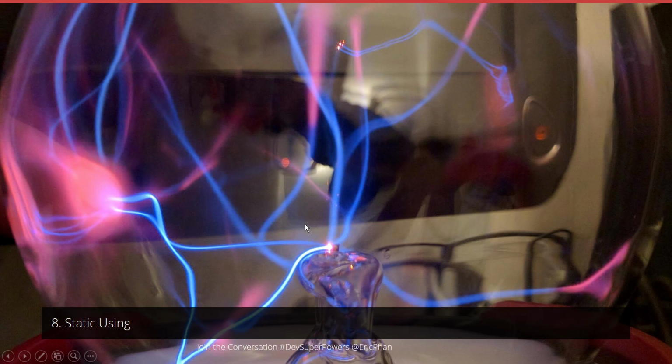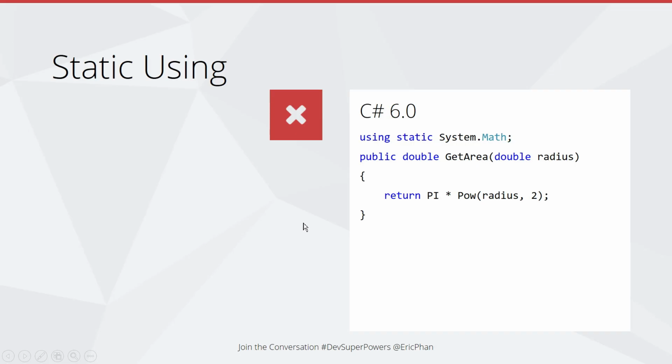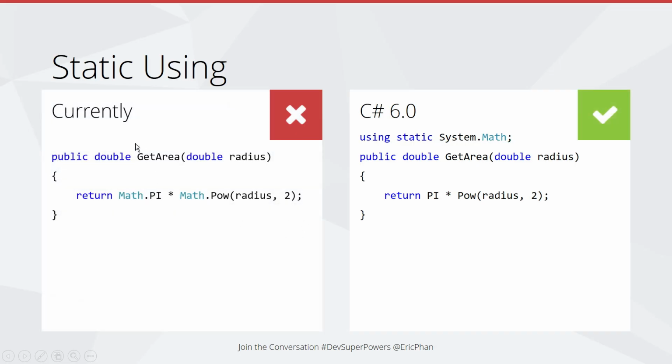All right, and the last one I'll be going through today is static using. Static using is similar to VB, how they've got the with statement, where it takes that namespace, and you don't have to keep repeating it. So here, for example, if we need to use the math members like Math.PI, the static PI, and Math.Pow, this is obviously to get the area of a circle, but we're repeating that Math namespace all the time.